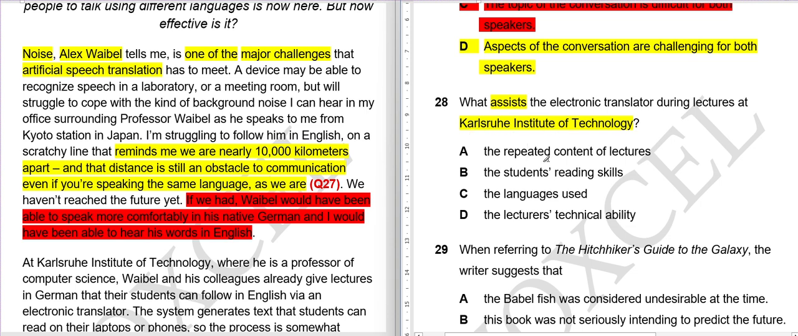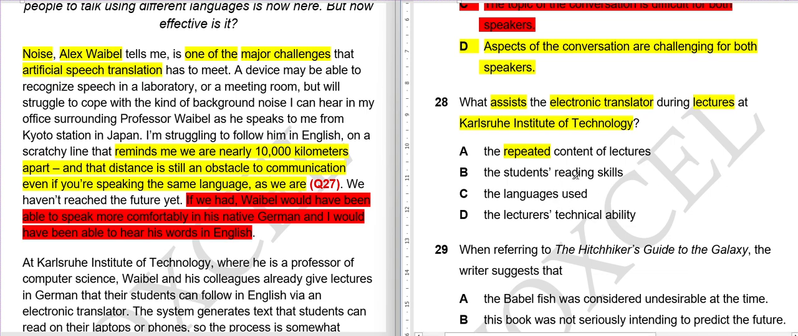Option A, the repeated content of lectures. So does the repeated content of lectures help the electronic translator during the lectures? Like the translator has been fed with the repeated content, so it was able to translate it more easily.